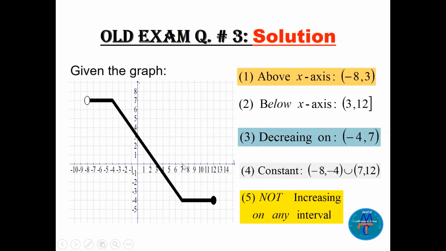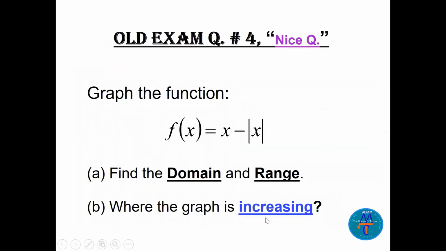And then union from 7, constant from 7 until 12. So that's two intervals where the graph is constant. No increasing. The graph is not increasing on any interval. Now let's graph this function, f of x equals x minus absolute value of x, and find the domain, range, and increasing.